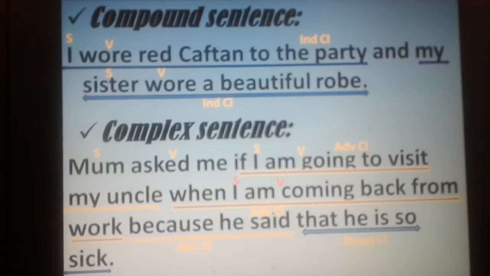Mom asked me. It's an independent clause in this sentence, and we have 1, 2, 3, 4 dependent clauses. We have one independent clause, which is the essential part in the sentence. Mom asked me if I'm going to visit my uncle. It's an adverb clause. When I'm coming back from work, also it's another adverb clause. It starts with the time word when. Because he said, it's a reason that he's so sick. It's a noun clause. Don't be afraid. It's not very hard, but as I said, you just need to practice more and more.